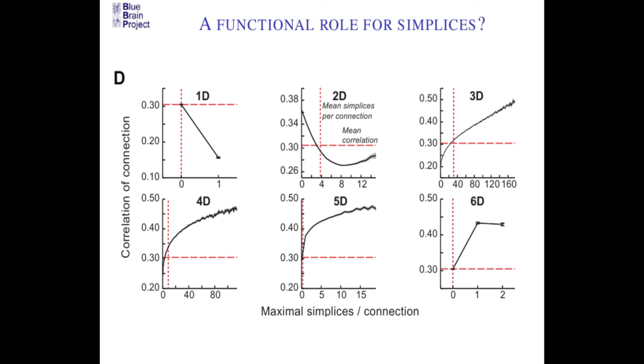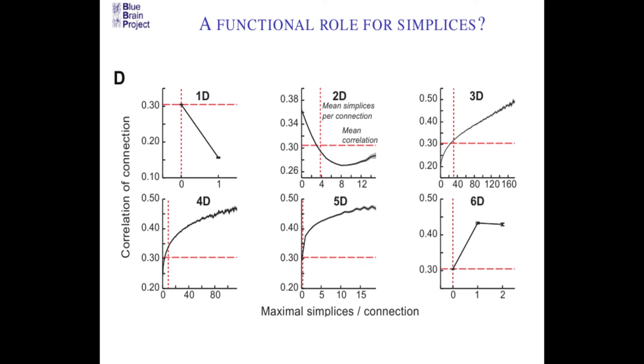And not only that, the number of such simplices to which a connection has to belong to attain a certain level of correlation, let's say 0.45, is much smaller for the larger simplices. To attain something like 0.45 correlation for 3D, I have to be part of something like 120 different 3 simplices. Whereas to reach the same level with 4 simplices, it's only about 50. And for 5D simplices, it's only about 10. So the higher the dimension of the simplex, the smaller the number of simplices to which you have to belong to increase your correlation. So it's another indication that the dimension of the simplex plays an important role in correlating the spiking behavior of the neurons.